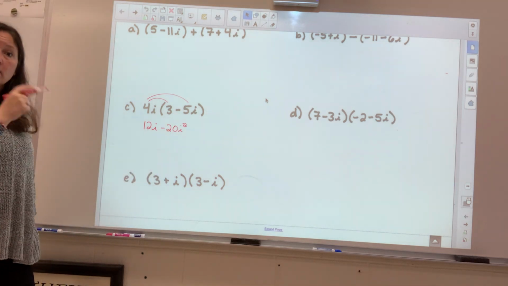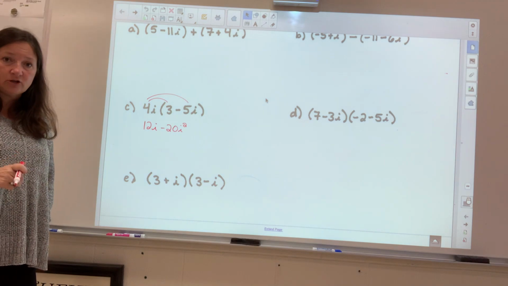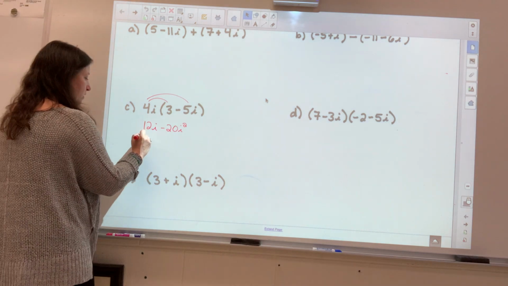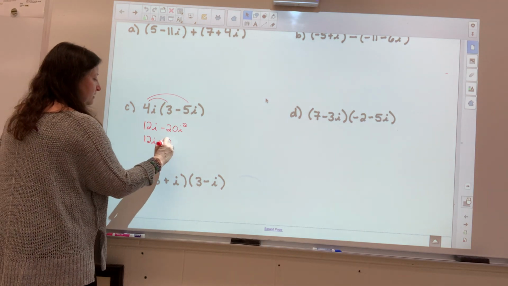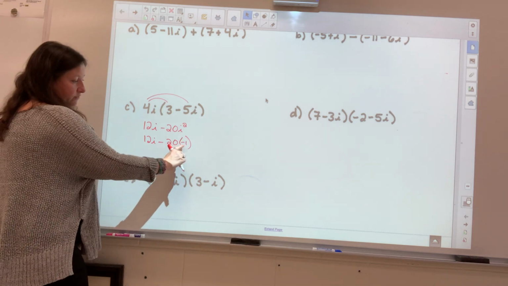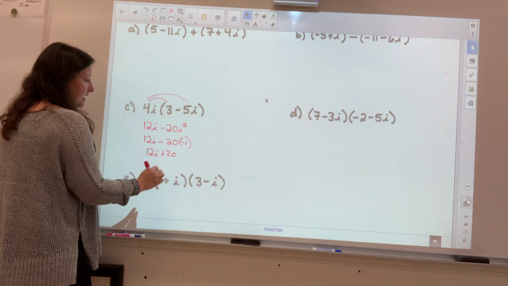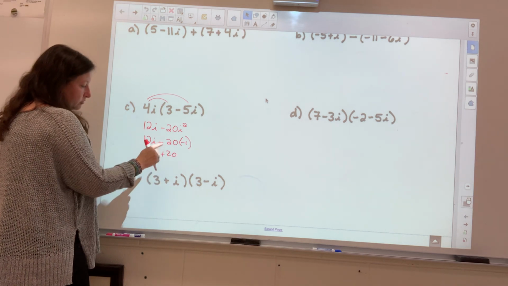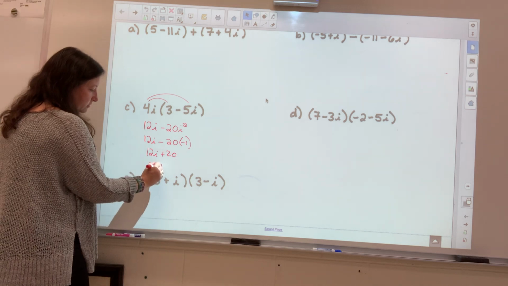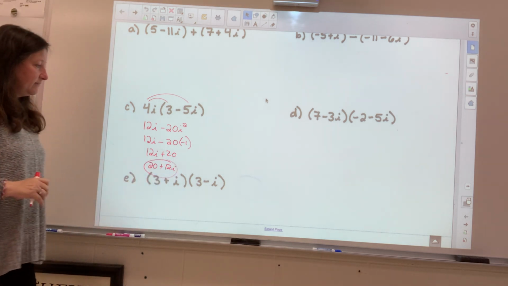Well, what did we learn in the beginning of today's lesson? i squared is equivalent to negative 1. So that's the same as negative 20 times negative 1. What's negative 20 times negative 1 make? Positive 20. When we write our complex numbers, we usually write the real part first and then the imaginary part. But these are equivalent. They're the same thing.